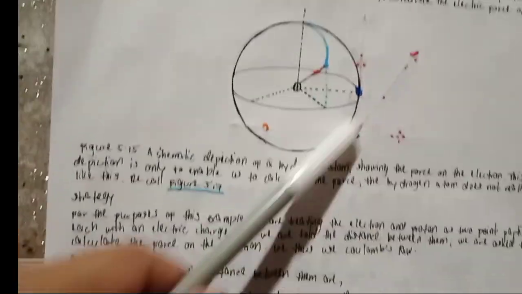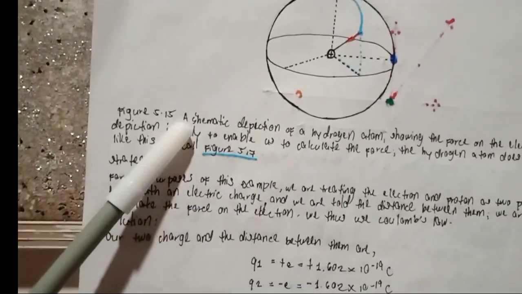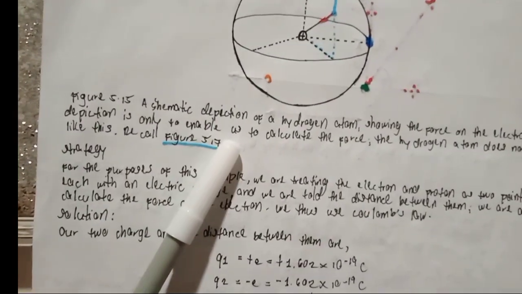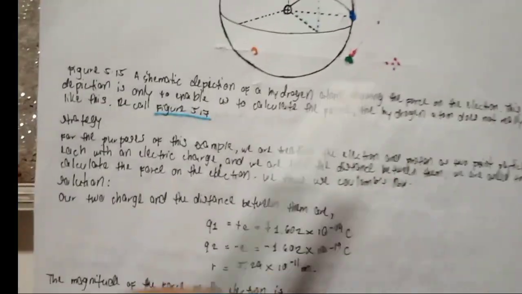So this is the circle and this is the electron. Figure 5.15, a schematic depiction of a hydrogen atom showing the force on the electron. This depiction is only to enable us to calculate the force. The hydrogen atom also does not really look like this.